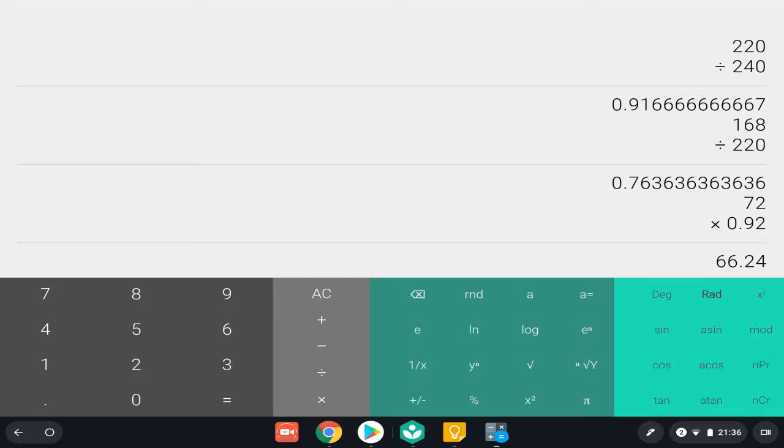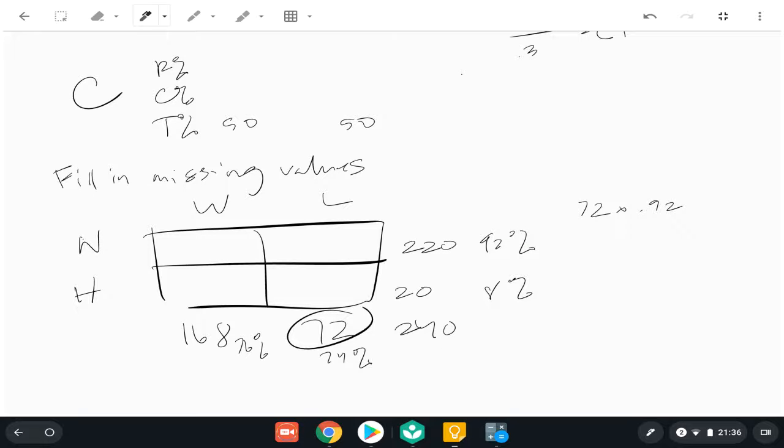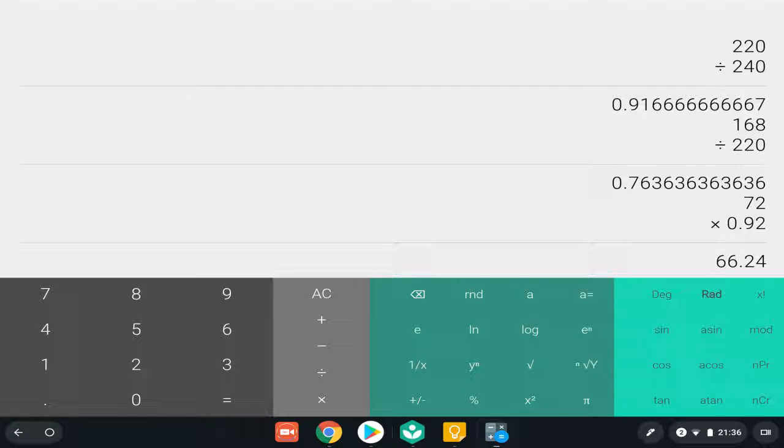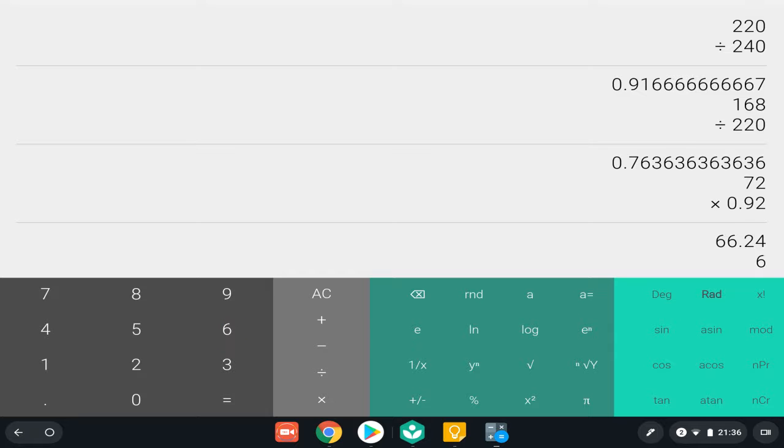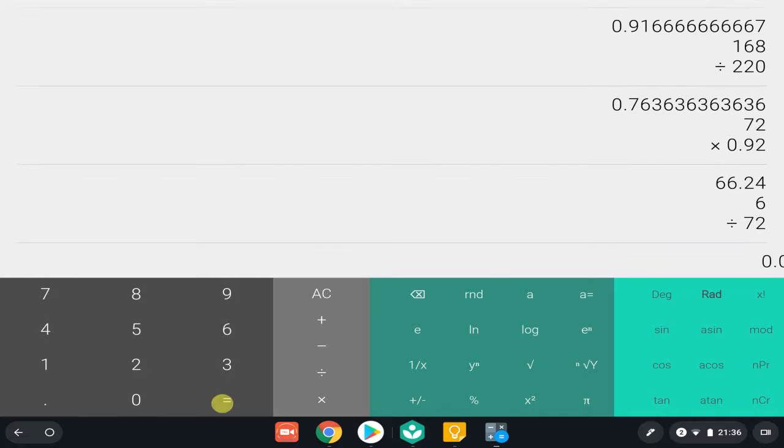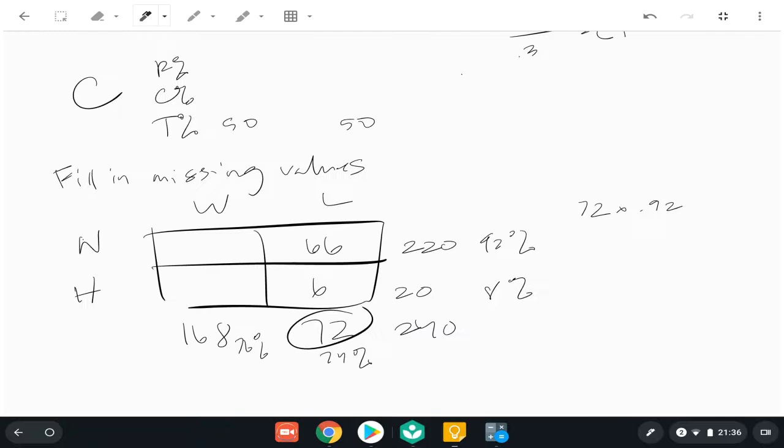$66. We have 66, and we have 4, 6. So if we do 6 divided by 72 equals 8%. Perfect. And you just do that with the other numbers, right?